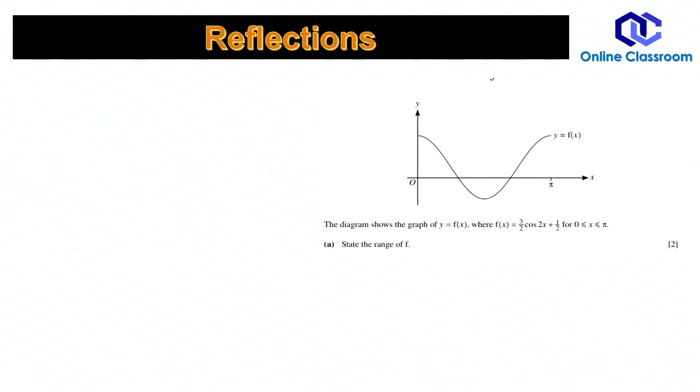Now again, I've selected a question from the past paper 2020 on reflection and translation. This question contains both reflection and translation. If you feel I am moving fast, then you can pause the video, because this is my objective to complete this topic within 45 to 50 minutes. So if you feel I'm moving fast, you can pause the video and repeat that part, then go ahead.